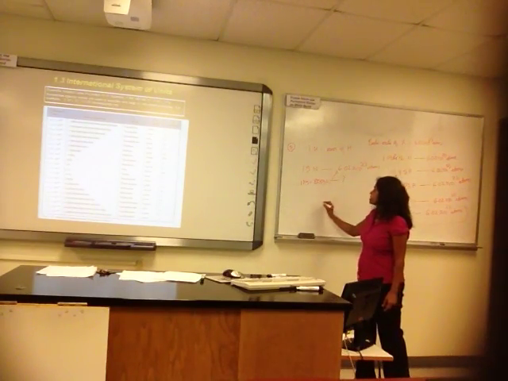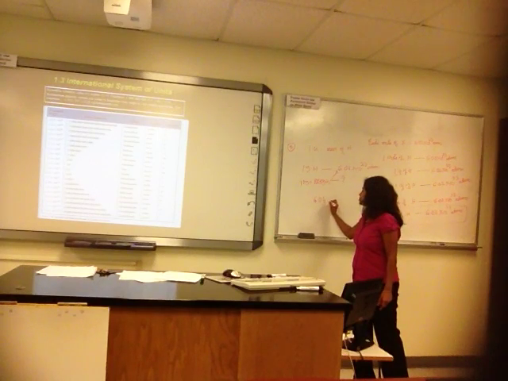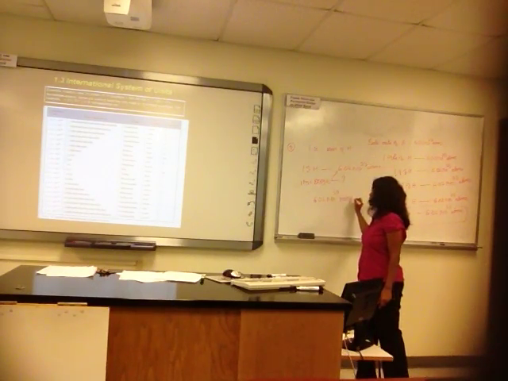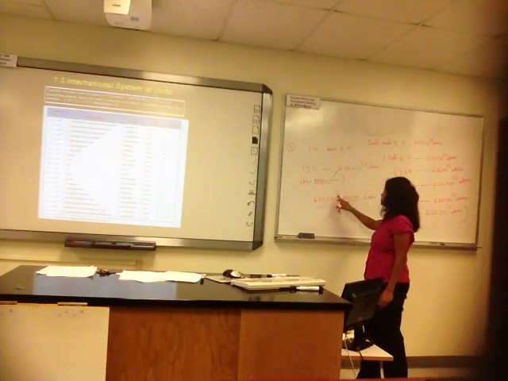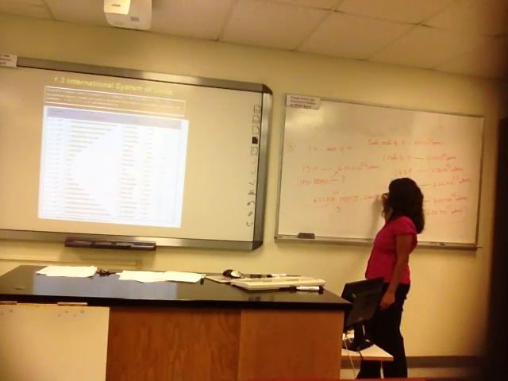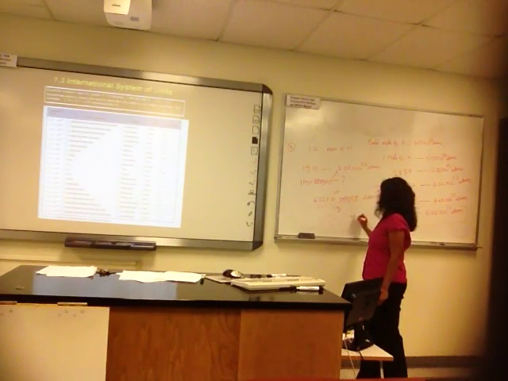So you can multiply this number with this. That is 6.02 times 10 to the power of 23, times 1,000, and divided by this 1 gram right here. So these two will be cancelled. So this is going to be 6.02 times 10 to the power of 23 times 10 to the power of 3, which gives me 10 to the power of 26 atoms.